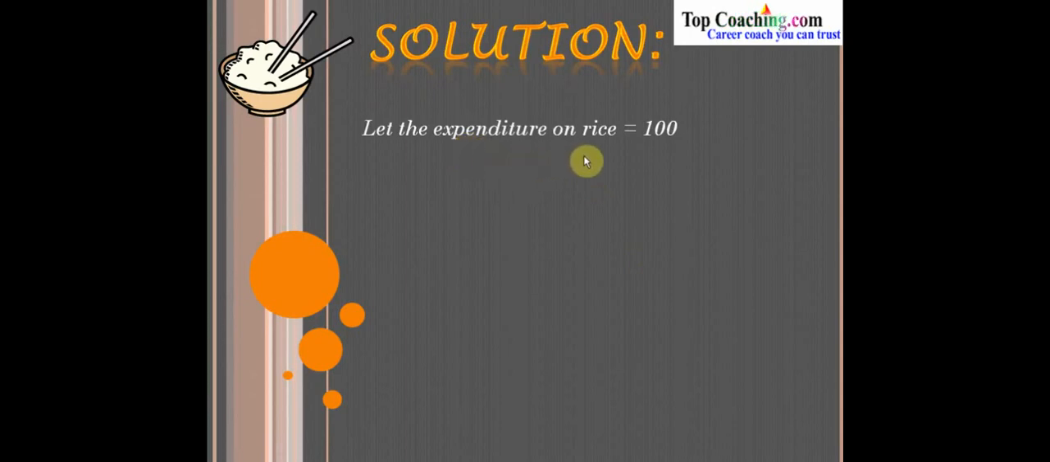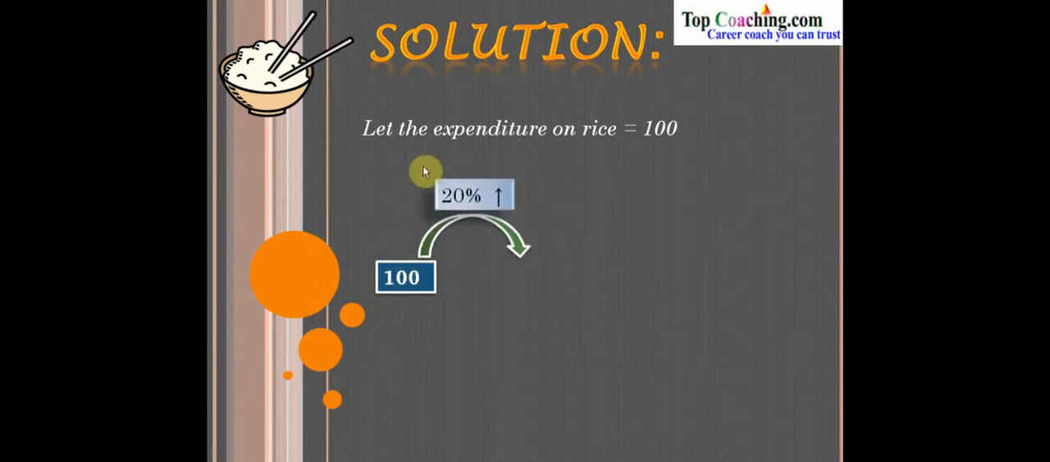Let us say that the expenditure on rice is equal to 100. Again, we are going to assume that the expenditure, or the product, is equal to 100. So this is the expenditure. Now, first of all, the price of the rice changes by 20%. So there is an increment of 20% on 100. This would be equal to 120. The expenditure now becomes 120 rupees.